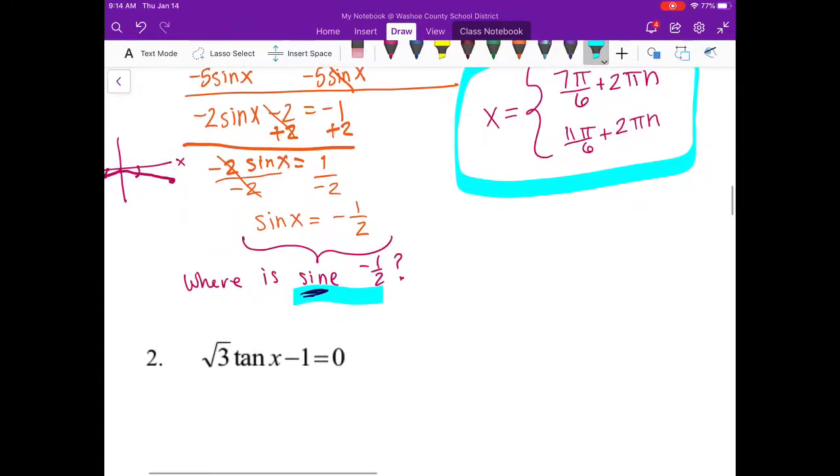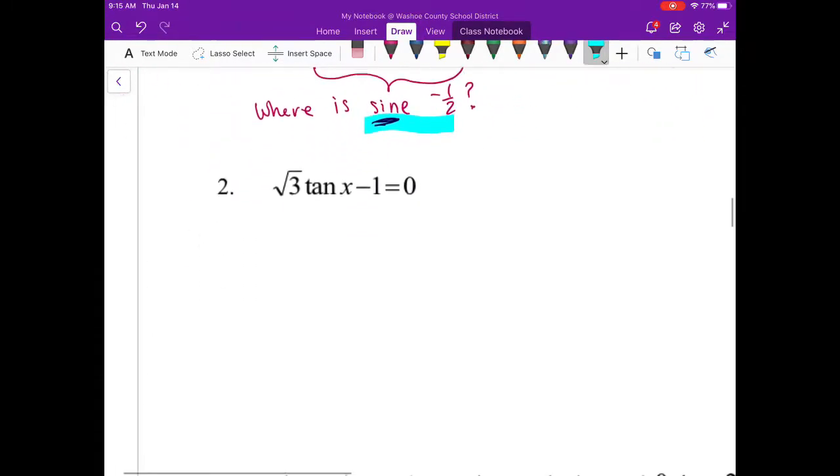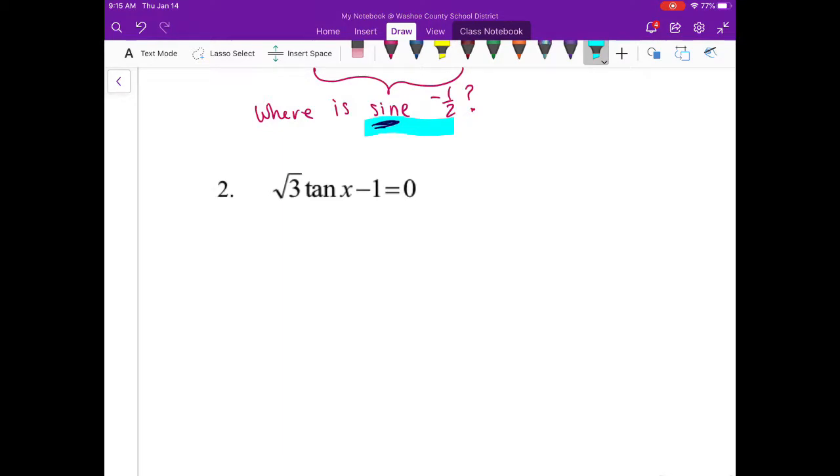Okay, going on to the next one. So still the instructions are saying solve for all solutions. And this time I'm dealing with tangent. So again, get the trig function by itself. So I'm going to move the 1 over.